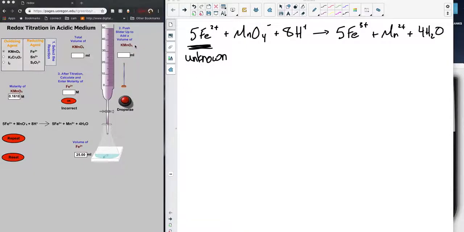Hey everybody, doing a redox titration today, talking about it in an acidic medium using iron and permanganate.